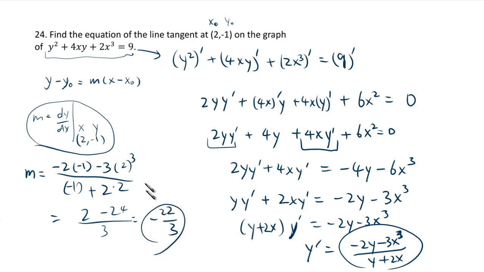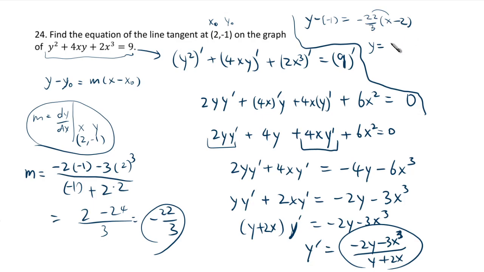So I have the slope, I have the points. So what is the answer? Oh, I'm running out of space, so let me write the answer here. You end up with y minus y naught, which is negative 1, equal to m, negative 22 over 3. Worked so hard to get that, right? And then x minus 2. And you solve this for y in order to get the slope-intercept form.